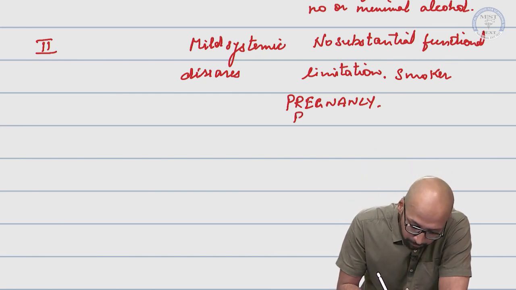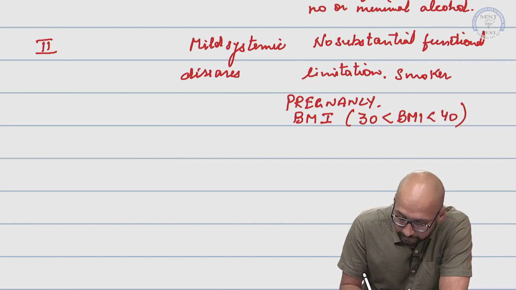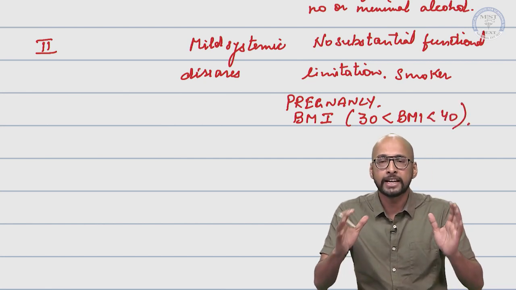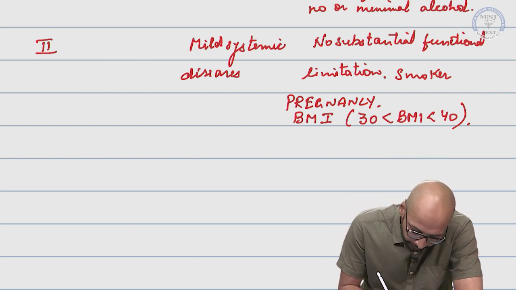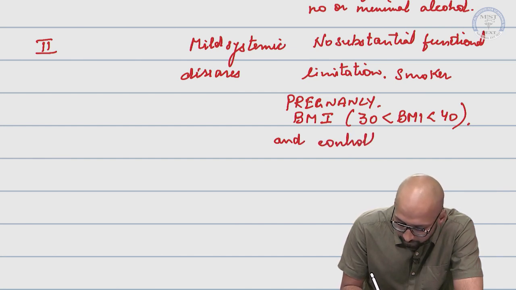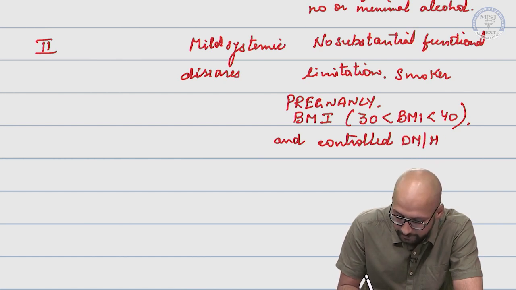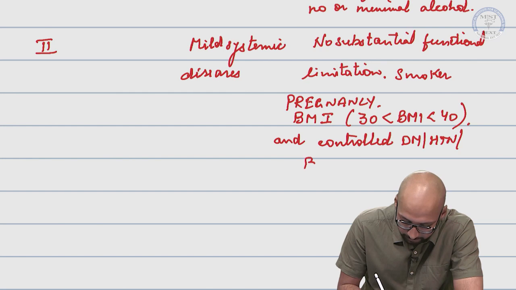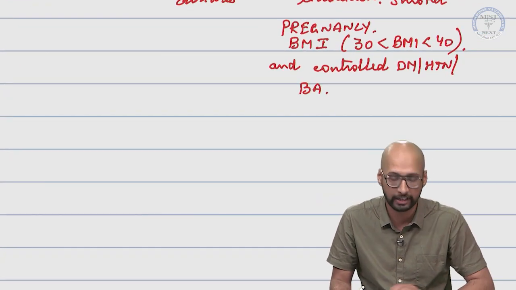Now BMI also plays a part. Any patient between the range of 30 to 40 BMI is considered as ASA 2, right? And I told you controlled systemic disease like diabetes mellitus, hypertension or bronchial asthma. The patient has controlled diabetes mellitus, hypertension and bronchial asthma.